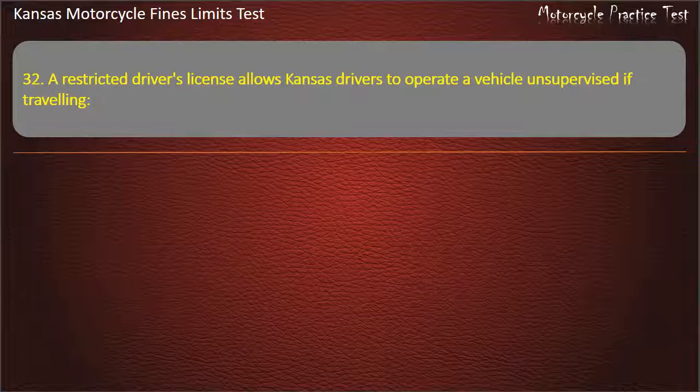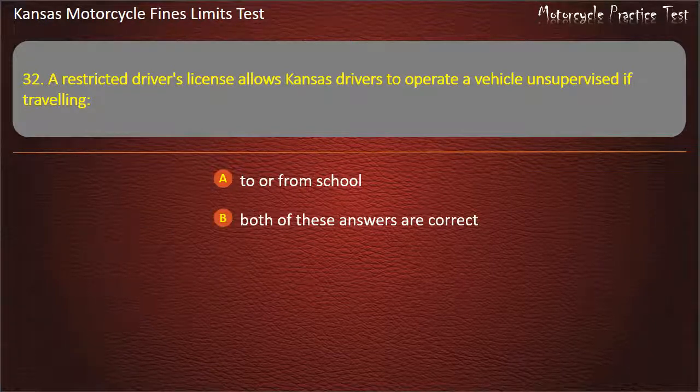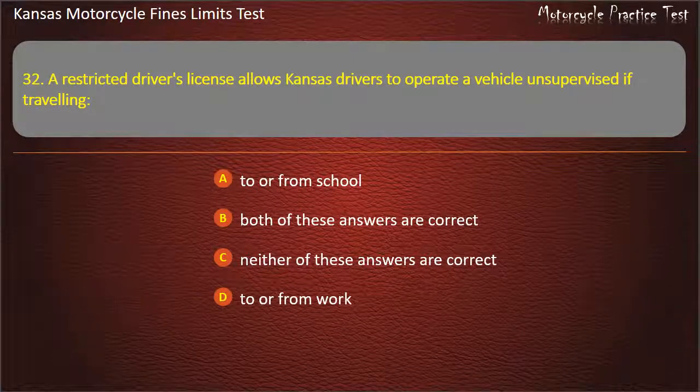Question 32. A restricted driver's license allows Kansas drivers to operate a vehicle unsupervised if traveling to or from school. Both of these answers are correct. Neither of these answers are correct. To or from work. Answer. Both of these answers are correct.